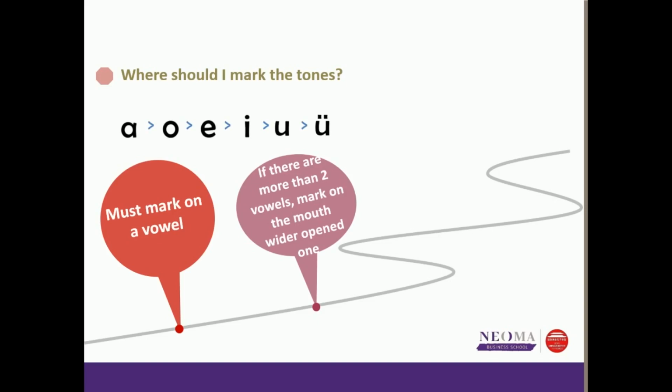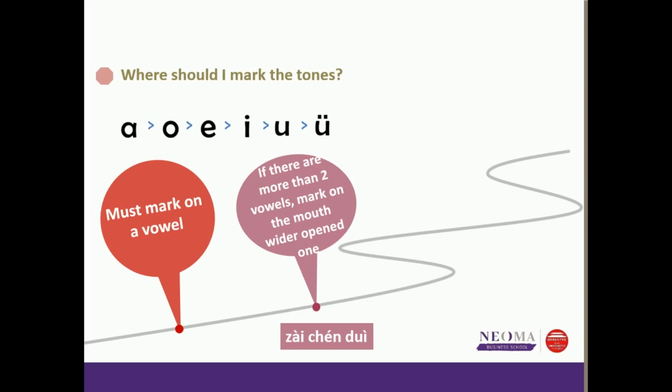If there's an A and an O in the syllable, you always mark it on A instead of O. For example, 在: there's an A and an E in this pronunciation, and you mark the tone on A, because A has a wider mouth opening than E. For 陈, you mark it obviously on the only vowel, which is A. And the last one, 对, because E has a bigger mouth than U, you mark the tone on E.